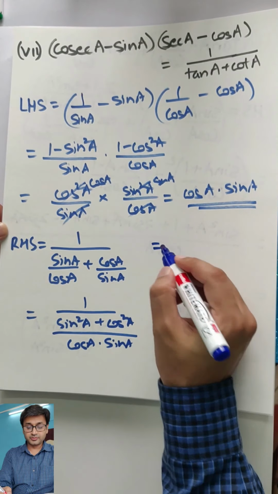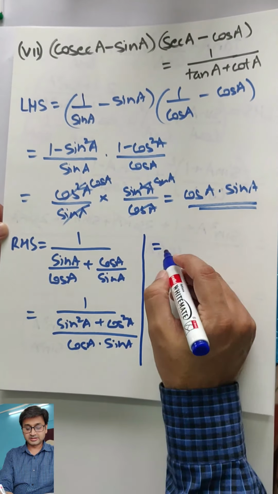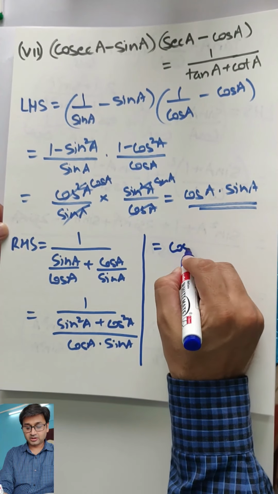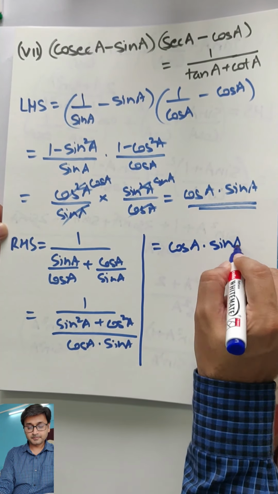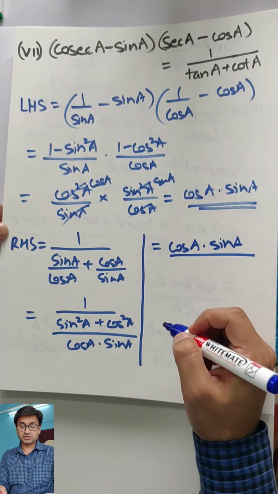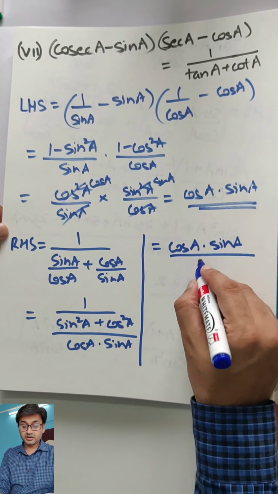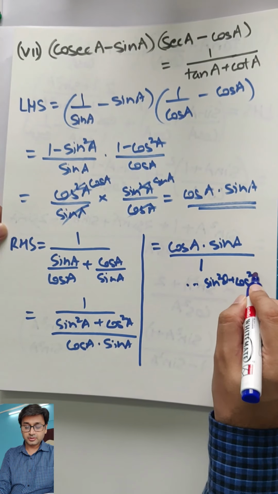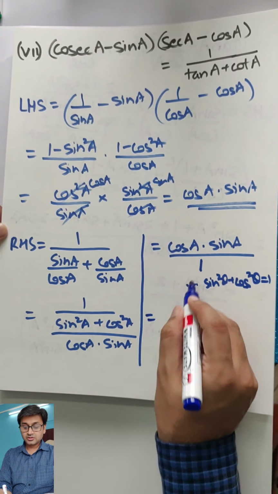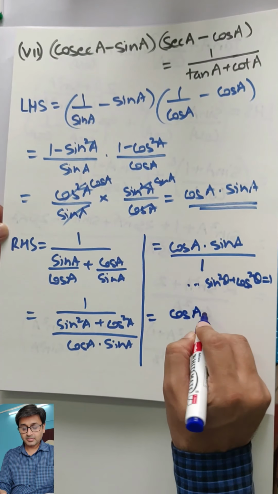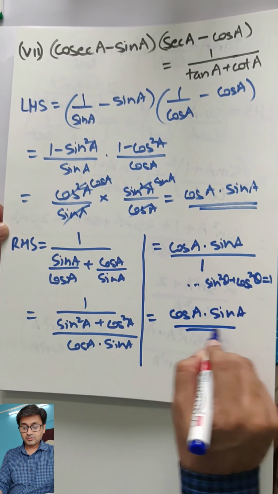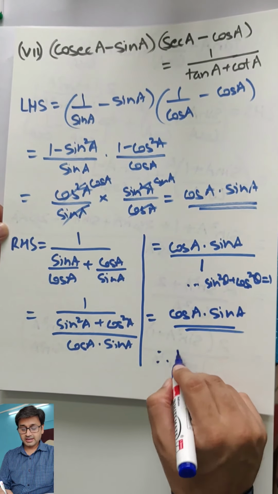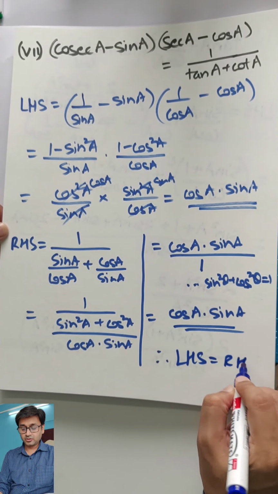The denominator goes back to the numerator, so I get cos A into sin A upon sin square plus cos square. What is sin square plus cos square? 1. So write the reason: sin square theta plus cos square theta equals 1. So finally I get cos A into sin A. Both matched. So therefore LHS is equal to RHS.